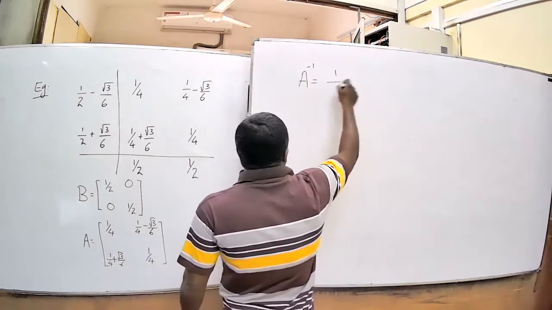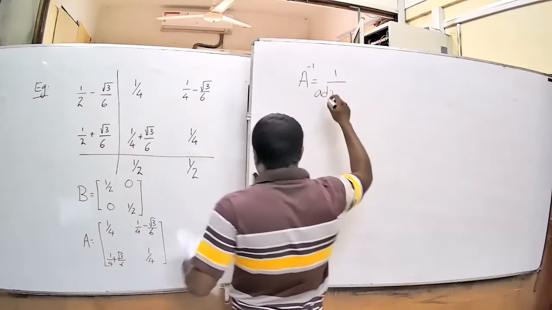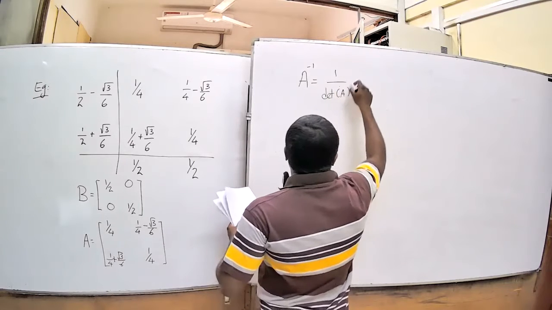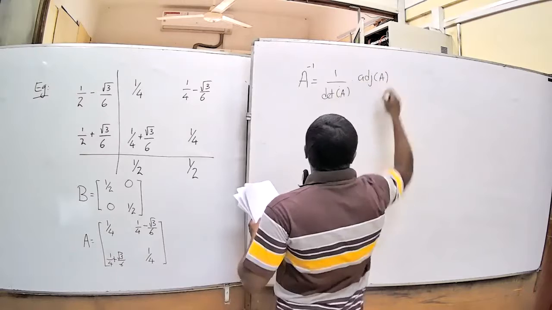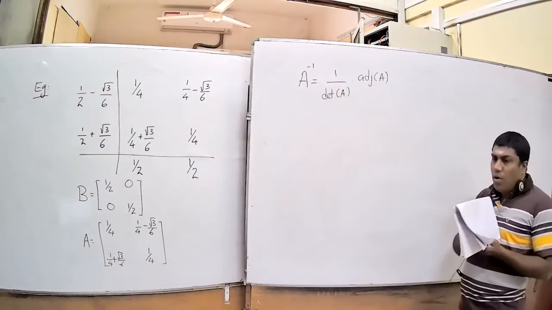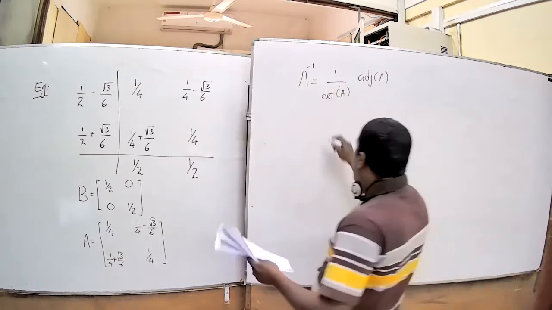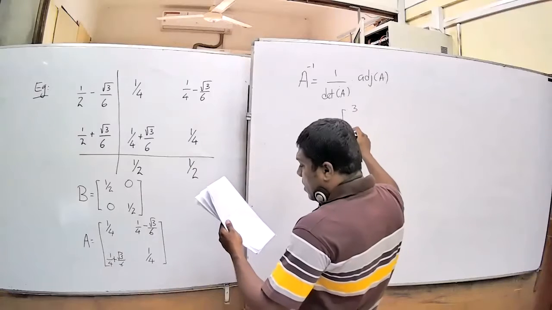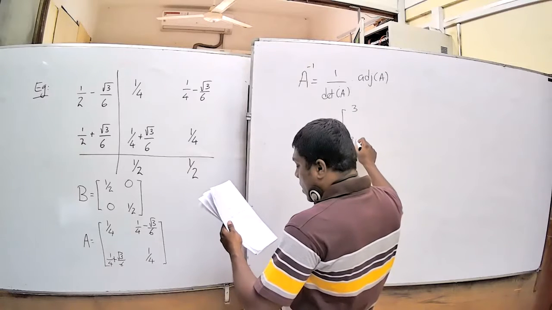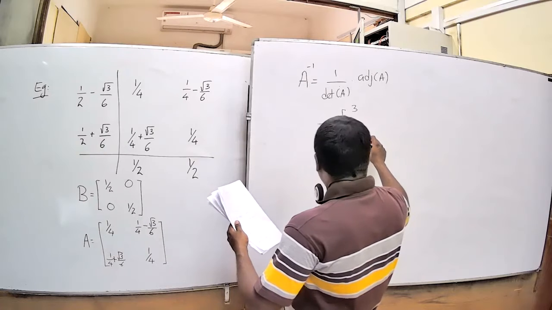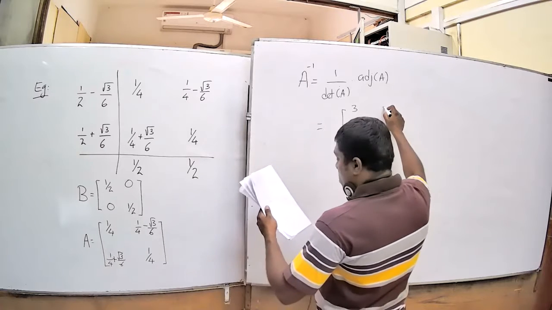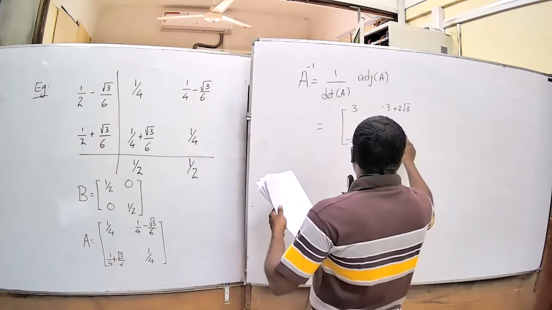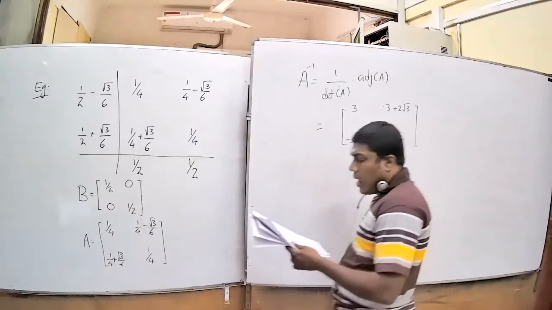Let me write down A inverse directly. You all know this: it is 1 upon the determinant of A, times the adjoint of A. This is the formula for A inverse, which you all know. So you can figure this out, and let me write the answer directly. It's going to be 3, -3 minus 2 square root of 3, -3 plus 2 square root of 3, and 3. So this is your A inverse.